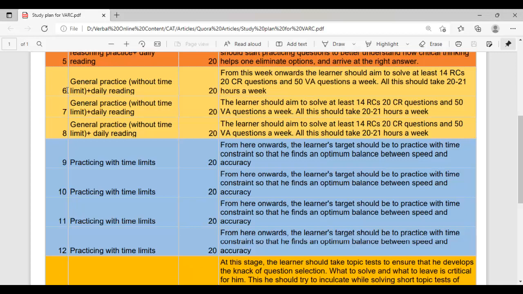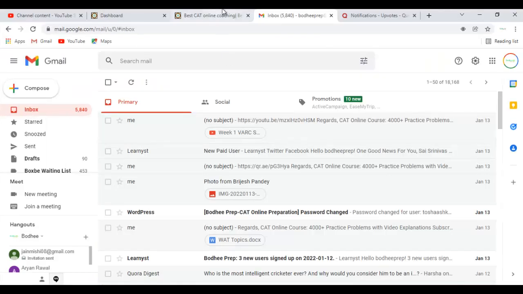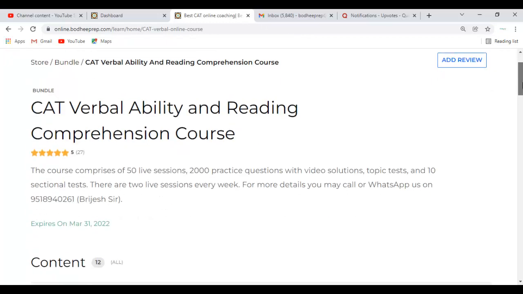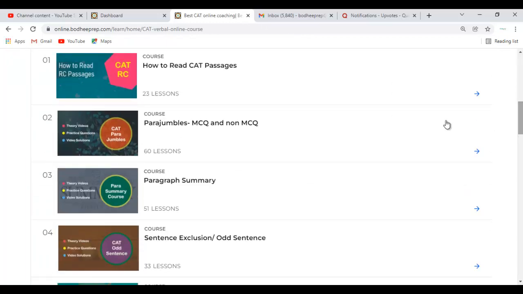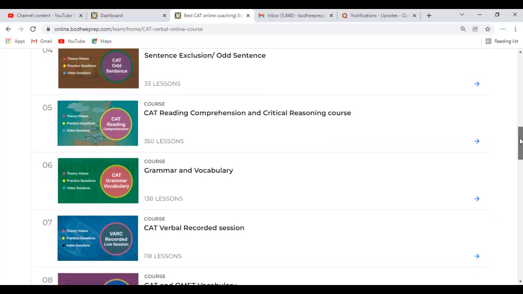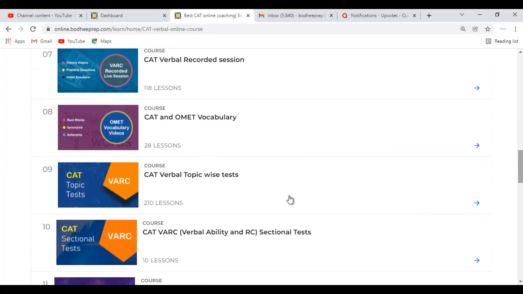This has to happen. And when you say that you are practicing with time limit, you have to go again and ensure that if you have reached a decent accuracy level, then you can start practicing from here, the same places: parajumbles, paragraph summary, odd one out, and RCs and CR. But you have to ensure that you practice with time limit. And if you think that you have finished all these, you can then go into the topic sessions.